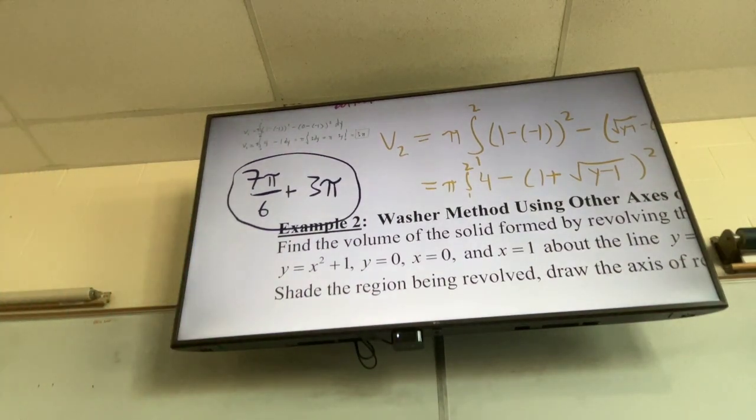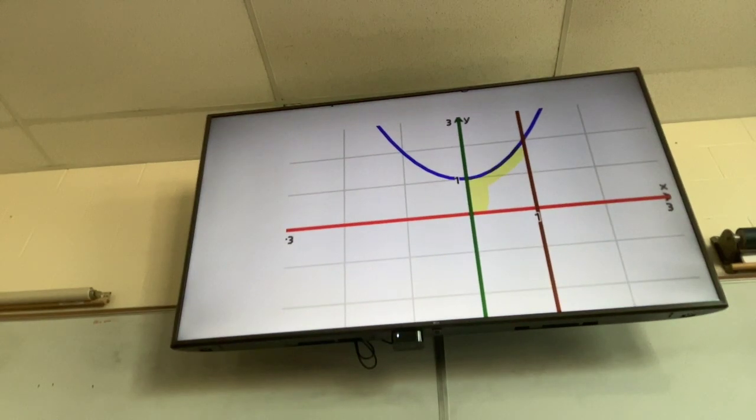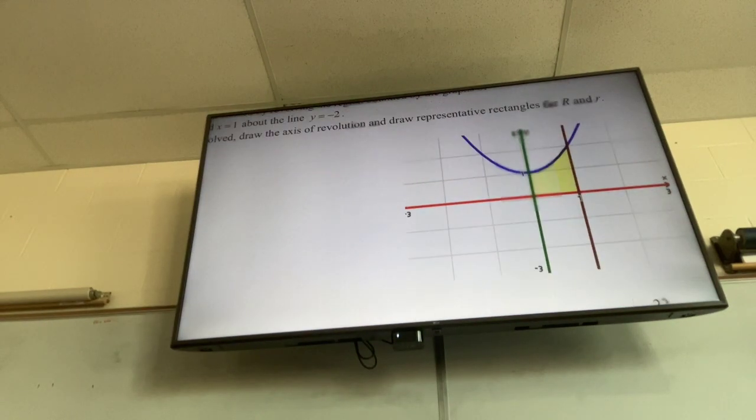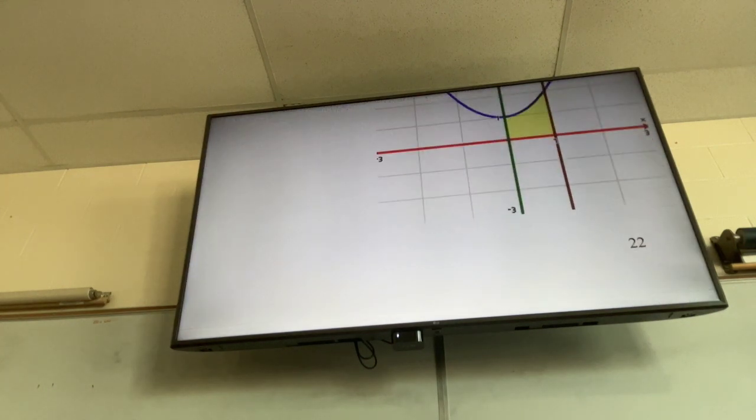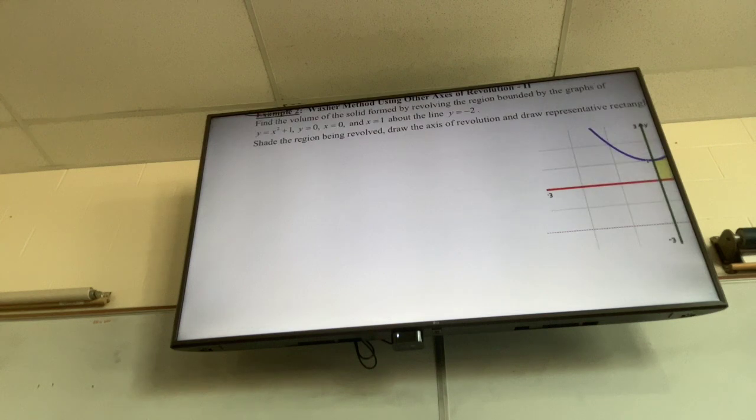Let's do another one right before lunch, okay? So now we're taking my region, same region, my guys, okay? What's my axis of revolution this time? Y equals negative 2, okay? So my axis of revolution here is that horizontal or vertical? Horizontal. So our integral is going to be with respect to what? So we're going to do dx.